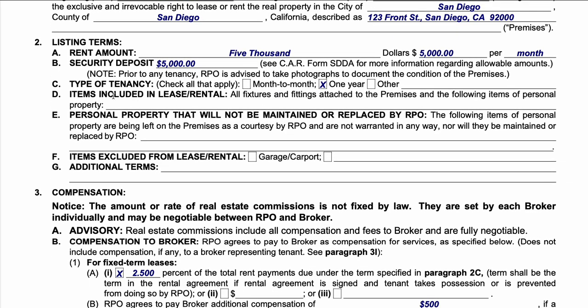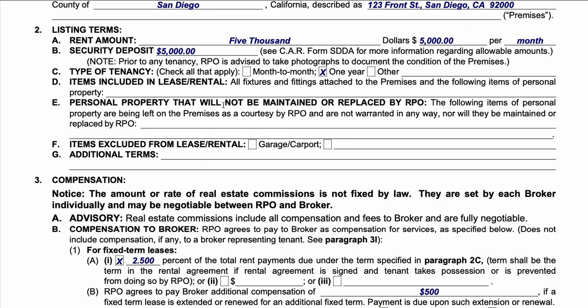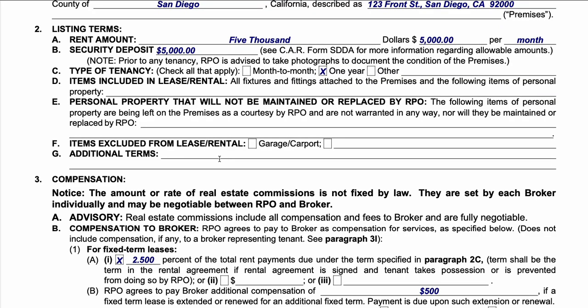Check both. Items included, or personal property that will not be maintained or replaced by, or items excluded. You know, do you have to fill these out on here? No, you don't have to, but these are good conversation pieces. Why? Because you may need to add something in the MLS, like the owner's leaving personal property, or the owner is going to not take care of this or keep their car stored in one of the garages. I mean, whatever sort of unique arrangement could take place, your client needs to tell you so you can market it properly. And also, when the time comes and there's a tenant, put it in the lease agreement. So it's good.